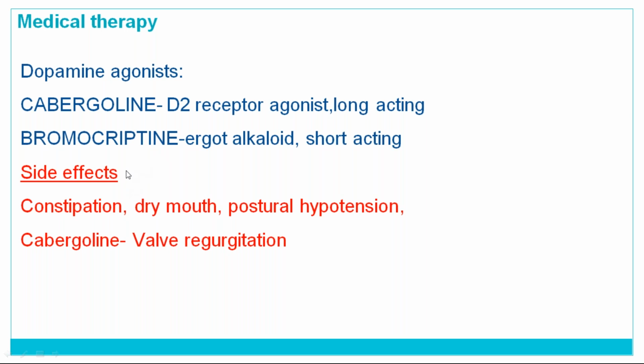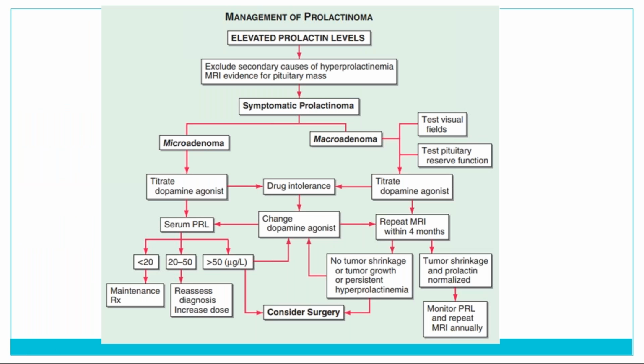Okay. So what are the side effects of these drugs? There will be constipation, dry mouth, postural hypotension. And with the use of cabergoline, one characteristic side effect is there, that is it can cause valve regurgitation like MR and TR. Okay. So this is the overall management protocol for prolactinemia. What should we do?